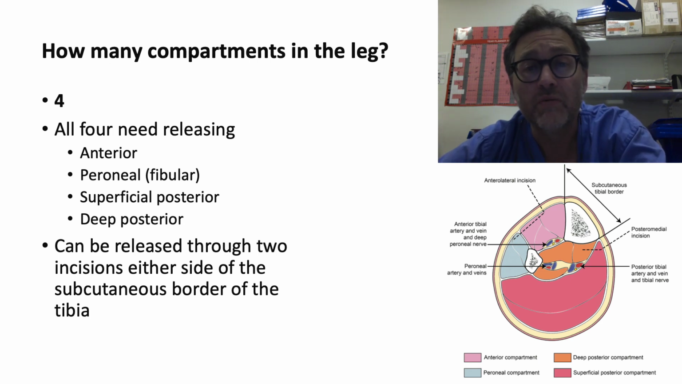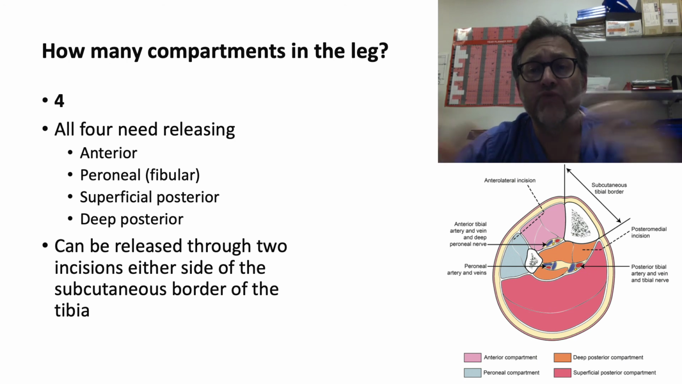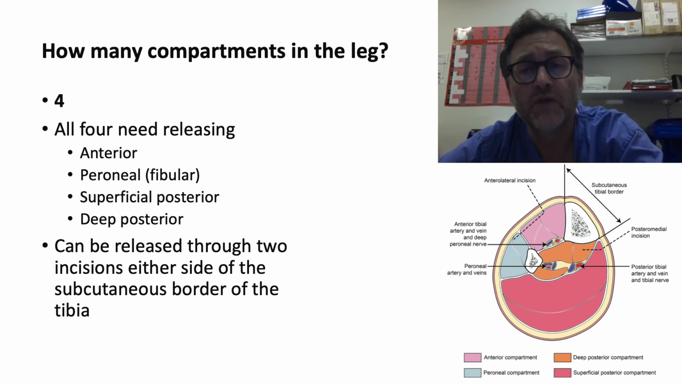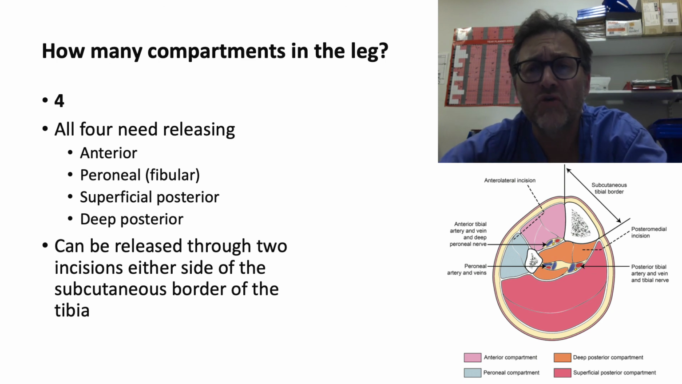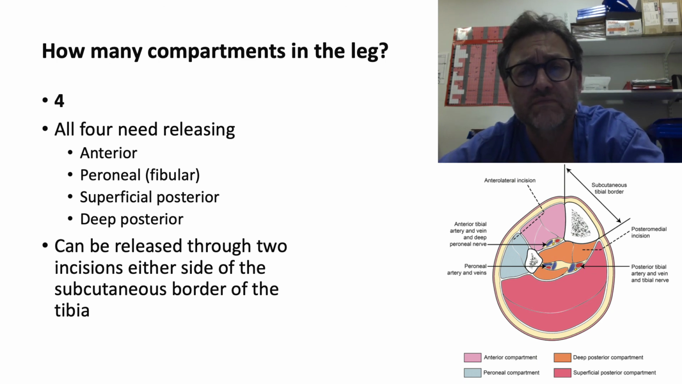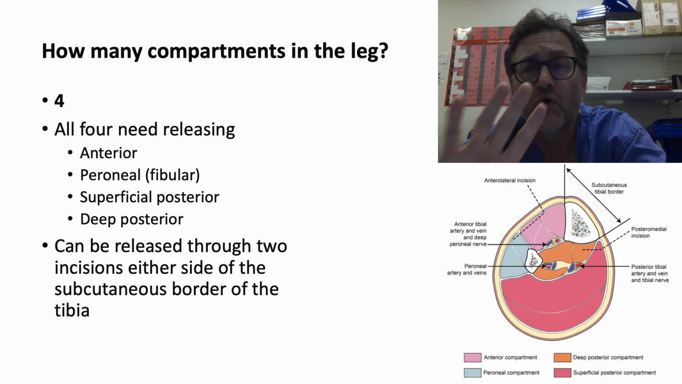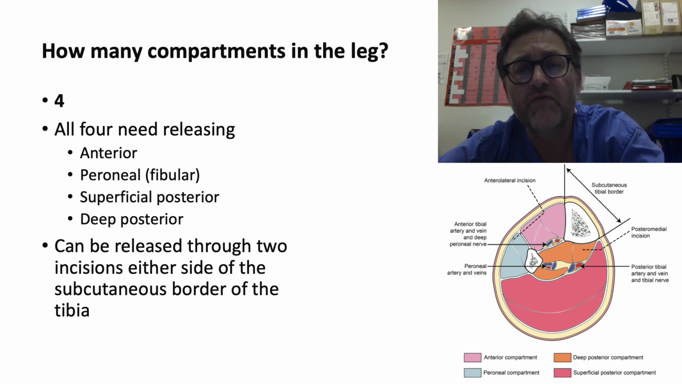So what are we going to do? Well, I want to get on and release those compartments so the muscles can bulge and the pressure is released. I can do that by making 2 long incisions either side of the subcutaneous border of the tibia. And I can get access to all 4 compartments in the leg because I can divide the septi between those compartments because we know that's in continuity with the deep fascia. It's important to release all 4. Don't forget the deep compartment in the posterior surface.